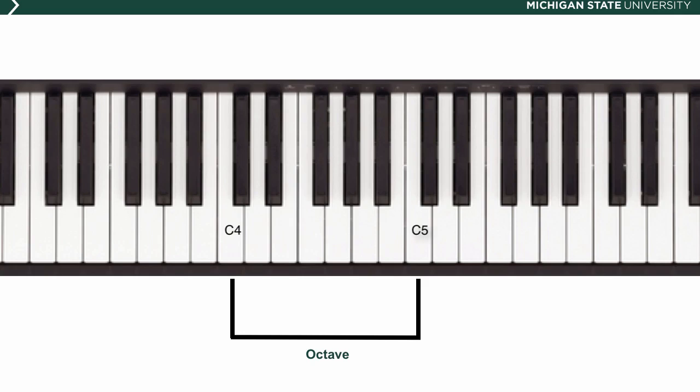These notes, both Cs, sound the same, except that the one on the right is higher than the one on the left. We say that these two Cs are octaves of each other, and the interval, the distance between the notes, is called an octave. Octave means 8, which is the number of white keys between the two Cs, if you count the first and last ones. 1, 2, 3, 4, 5, 6, 7, 8.